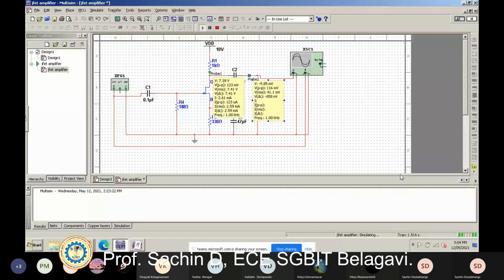So at probe one, at the drain terminal, that is first. If you zoom it, how much voltage is it showing? Can you tell me the voltage at probe one before C2? Before C2, I have connected one probe there, the drain voltage. What is the drain voltage? It is 7.45. Okay. Now after C2, after the coupling capacitor, how much voltage is it showing?